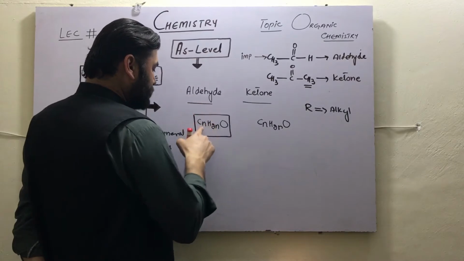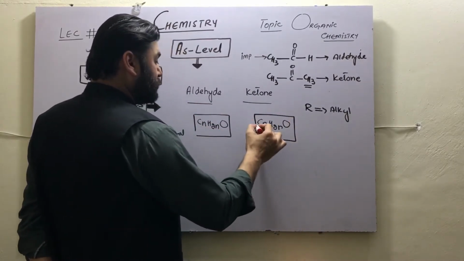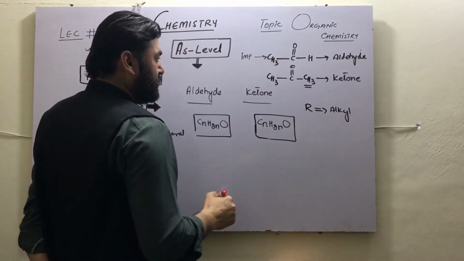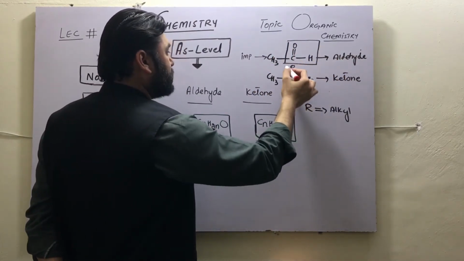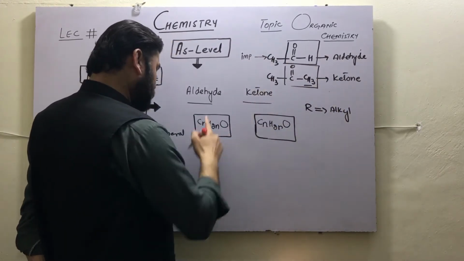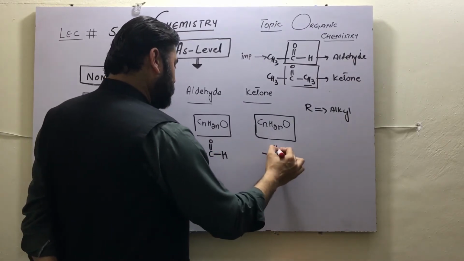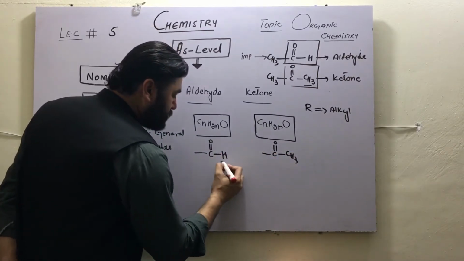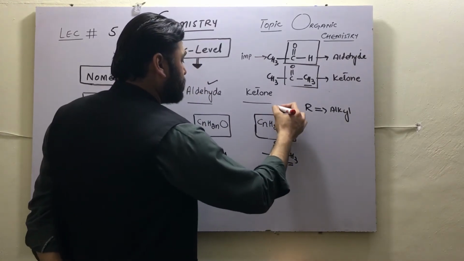Aldehyde has the general formula CnH2nO, and ketone also has the same general formula. But you cannot get the idea from the formula alone, so you will make the structure. So this is the difference. Now see, CHO is present in aldehyde and COR is present in ketone. This is very important. If hydrogen is present, that is called aldehyde. If CH3 is present in the carbonyl compound, we can say ketone is present.